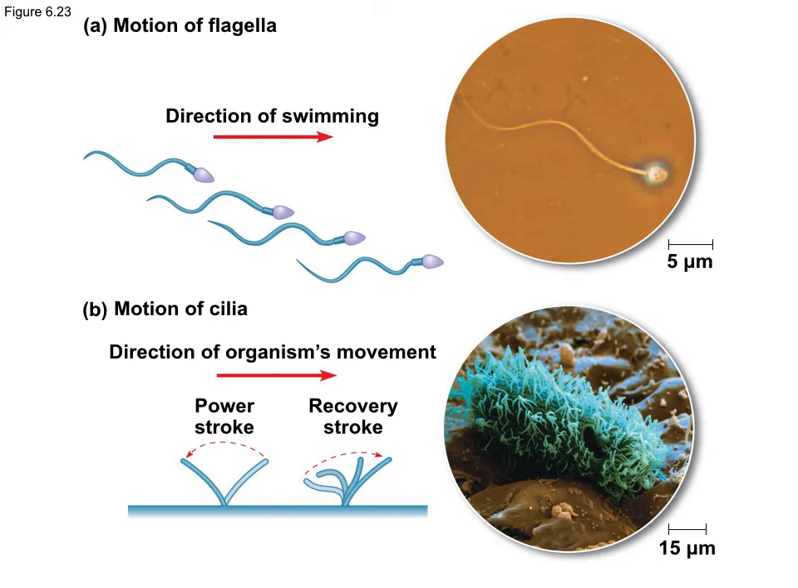What is their function? To move water past the cell, to move mucus, for example, along in the upper respiratory tract, in our trachea. Our trachea is made out of these cells called pseudostratified ciliated columnar epithelium.